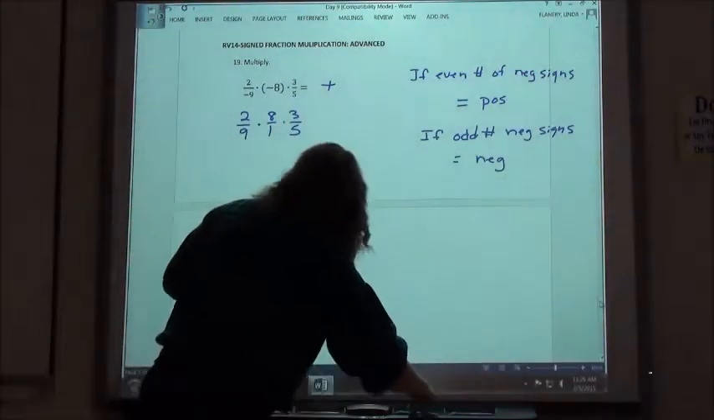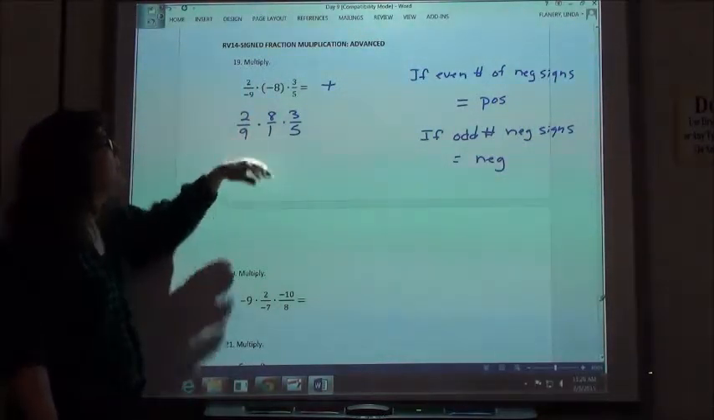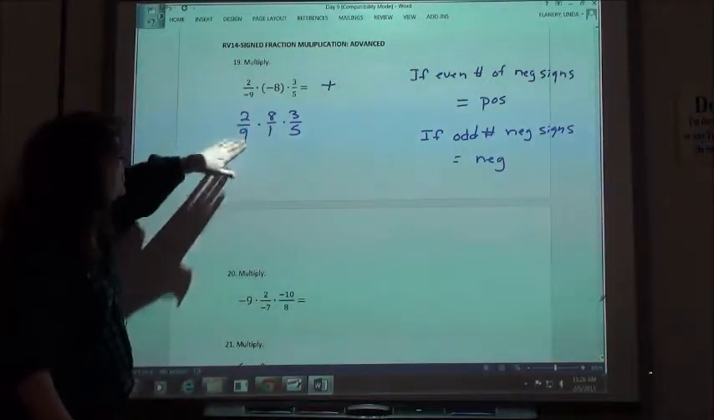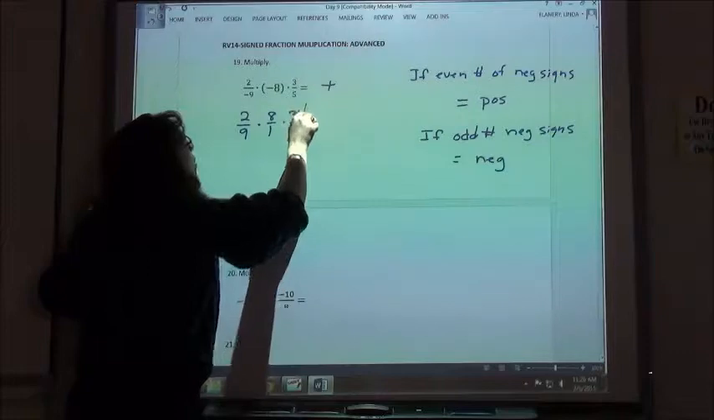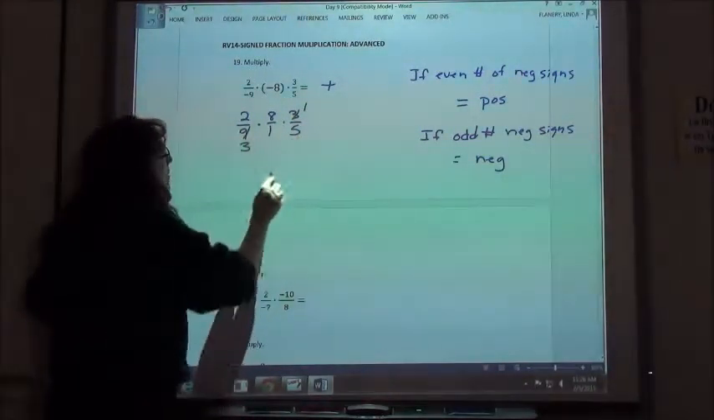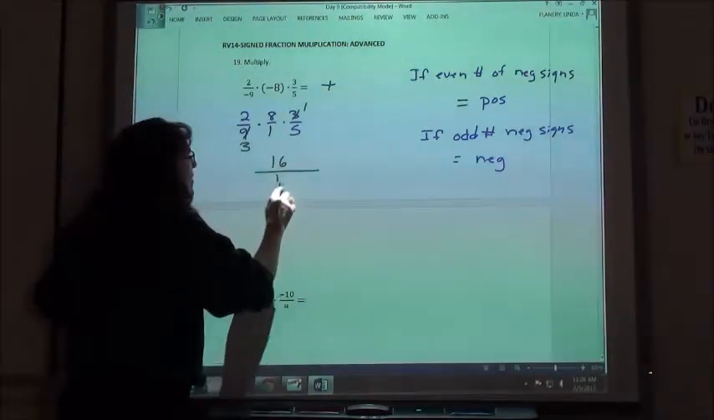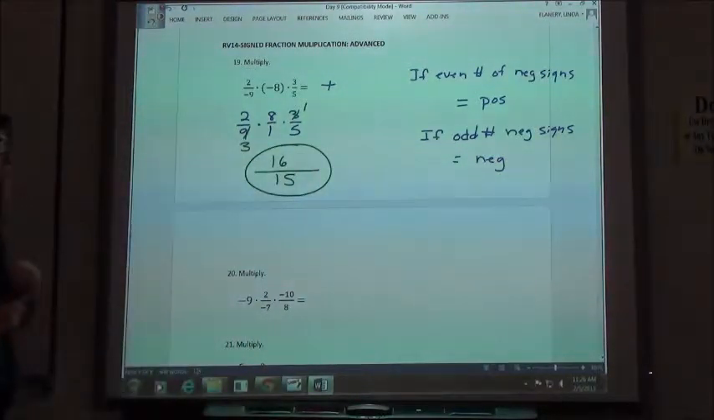Now I'm going to multiply my fractions. Keeping in mind I can reduce as long as the number's on the top and the bottom. I can't reduce the 2 with the 9, the 1, or the 5. Same thing with the 8, but the 3 I can reduce with the 9. 3 goes in here once and into here 3 times. I then multiply across the top. 2 times 8 is 16. Across the bottom, 3 times 5 is 15. My answer is positive, so 16/15 is going to be my answer.